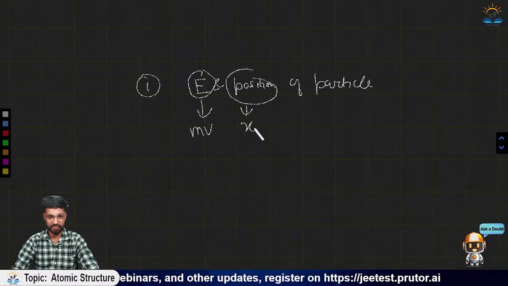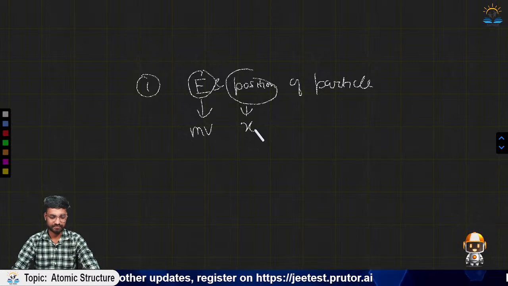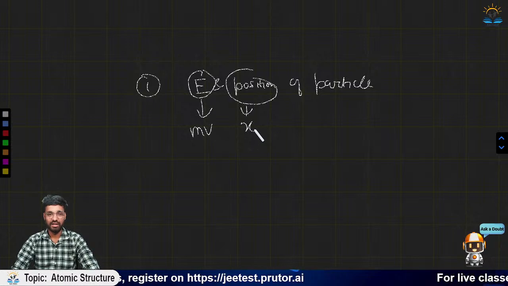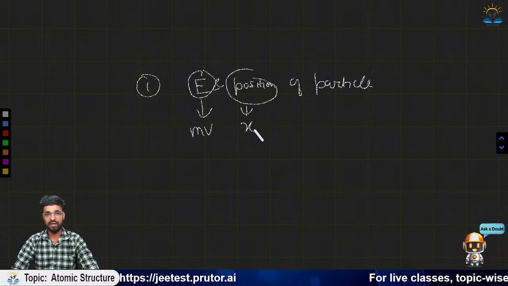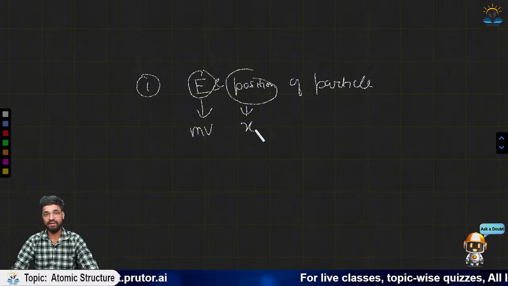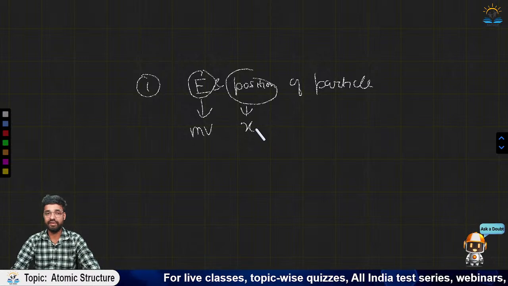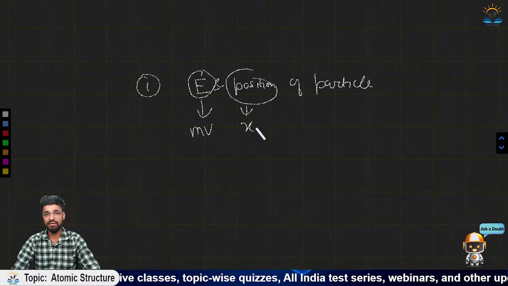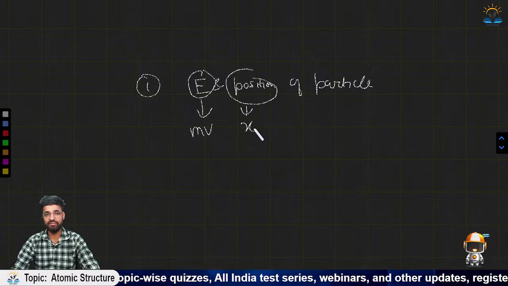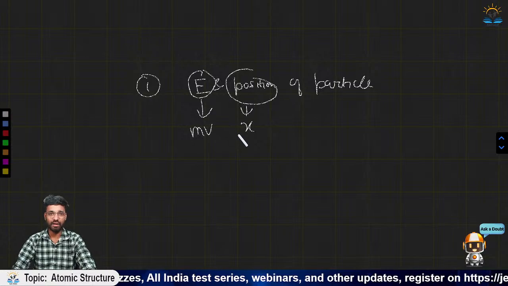Other drawbacks were the splitting of spectral lines in the case of the hydrogen atom, and also the splitting of spectral lines in the presence of electric and magnetic fields. That is, the electric field refers to the Stark effect and the magnetic field refers to the Zeeman effect. So those were the further drawbacks of the Bohr atomic theory, but this was the major one.